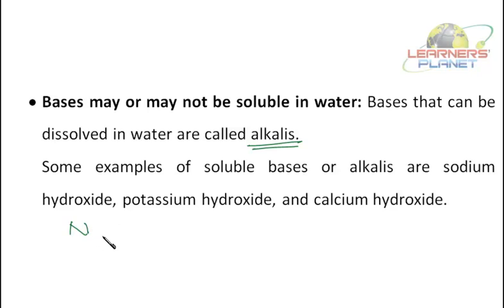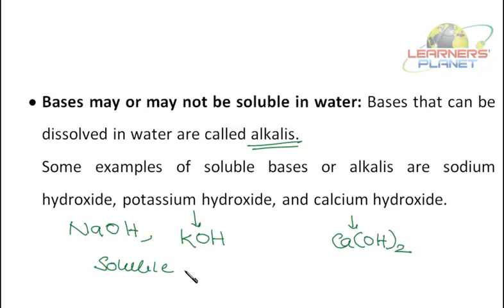What is the formula? NaOH. Potassium hydroxide, what is the formula? KOH. And calcium hydroxide, its formula is Ca(OH)2. Now these are the bases which are soluble in water. Right? So they are called what? They are called alkali. So bases which are soluble in water are called alkali. Fine? So do remember these bases: sodium hydroxide, potassium hydroxide and calcium hydroxide. Do remember these, students. These are the soluble bases.